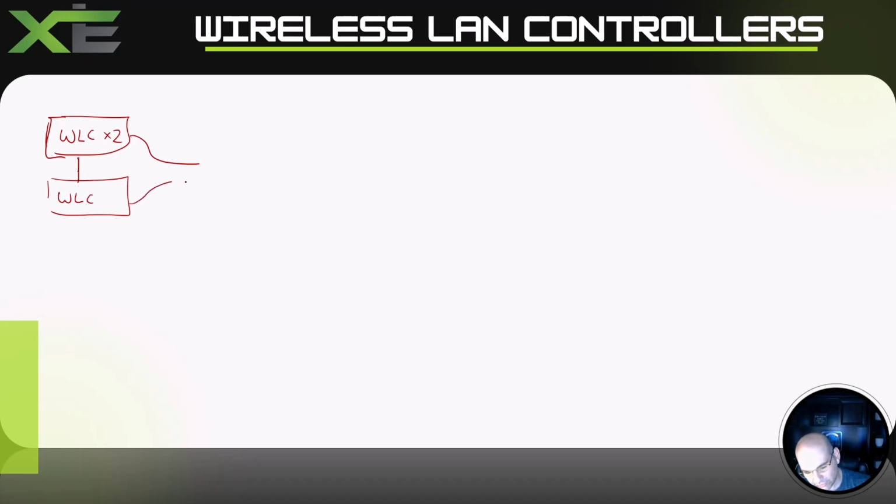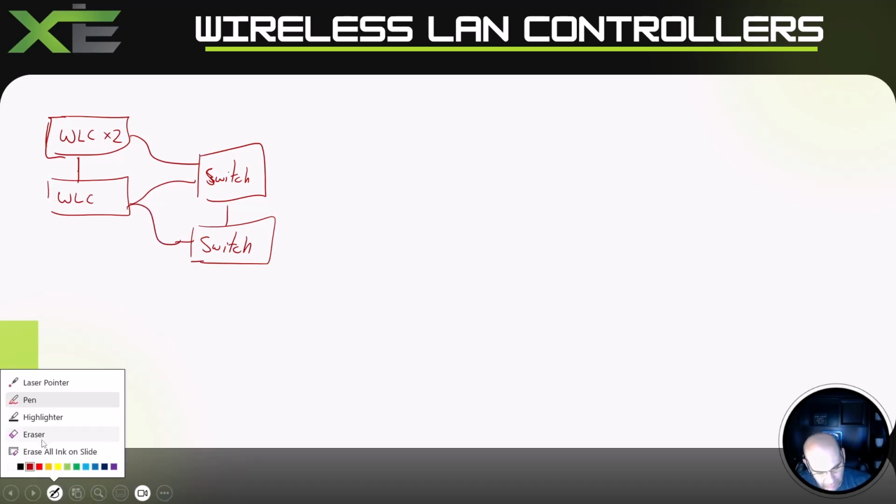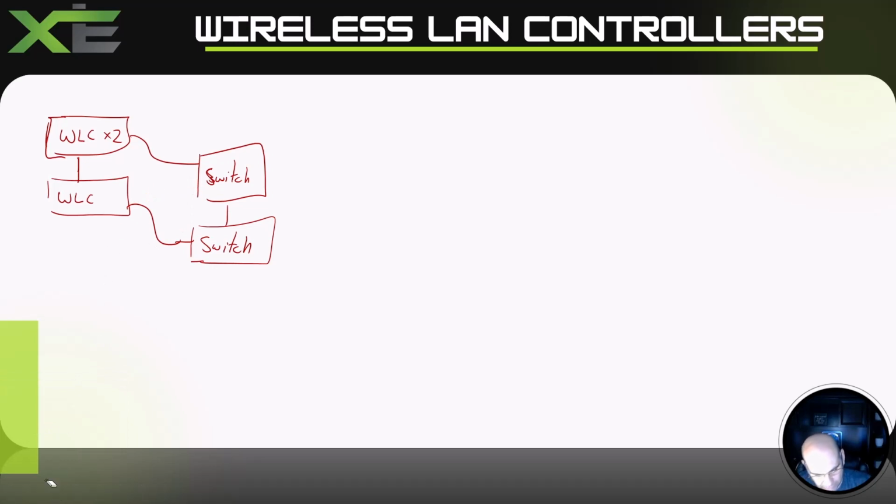Both wireless LAN controllers are going to be connected to a switch. It doesn't have to be the same switch. It can be a different switch as long as those switches are connected. By the way, I'm drawing you somewhat of a normal network topology this way so you understand how this works. Let me grab the eraser and erase this line here so you know how this works. These wireless LAN controllers can communicate with each other through the switch that they're connected to. Sometimes they do have their own failover cable connected between the two.